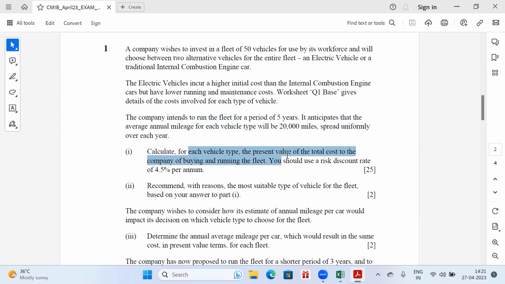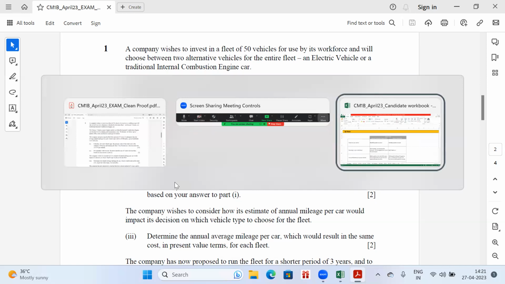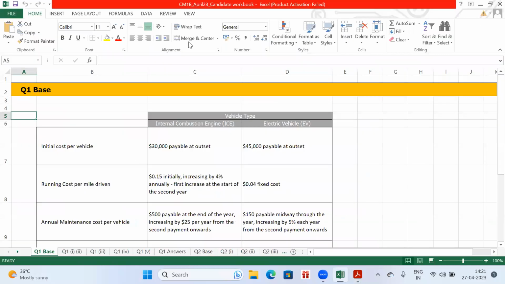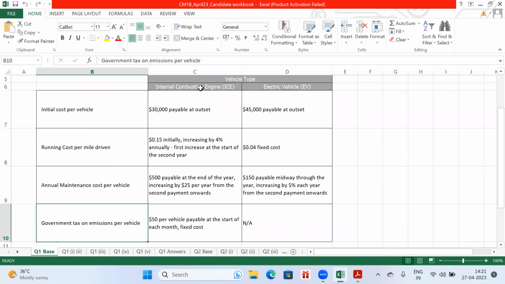Calculate for each vehicle type the present value of the total cost to the company of buying and running the fleet. You should use a risk discount rate of 4.5% per annum. So it said the risk discount rate of 4.5%. And let's see what is given in the question 1 base sheet. So this is the vehicle ICE and vehicle type. So initial cost per vehicle of ICE is 30,000 payable at outset. And this is also payable at outset.